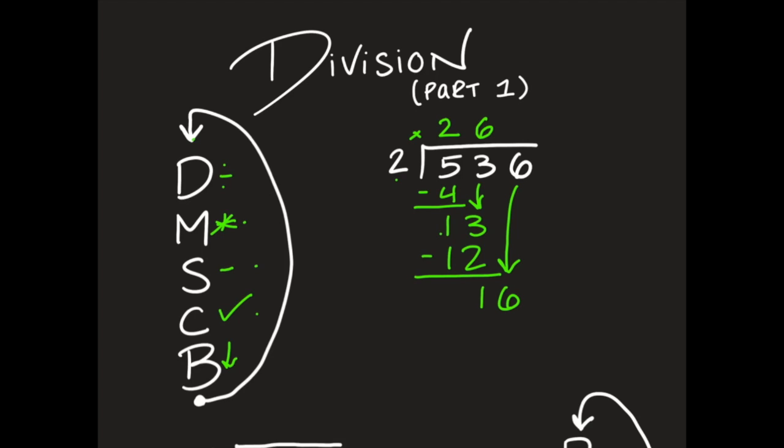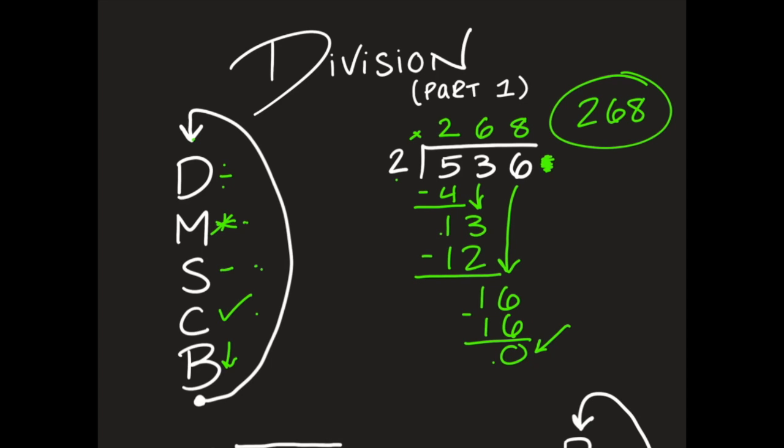16 divided by 2, that's going to give me 8. I'm going to multiply. 8 times 2 is 16. I'm going to subtract. 16 minus 16 is 0. I'm going to check to see, is 0 smaller than 2? Yes. And then I'm going to see if I need to bring down. I have nothing left to bring down, so now I have my answer. So if I look up at the top, 536 divided by 2, my answer is 268, and I have nothing left over.